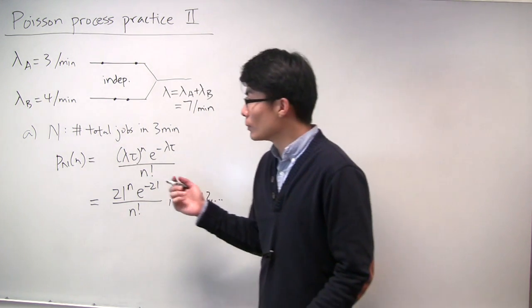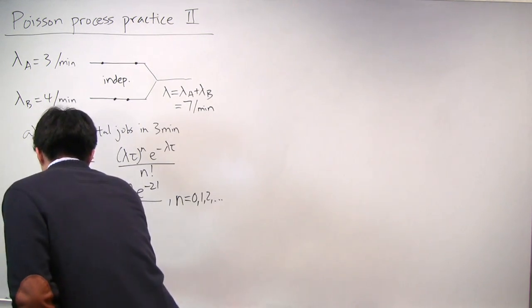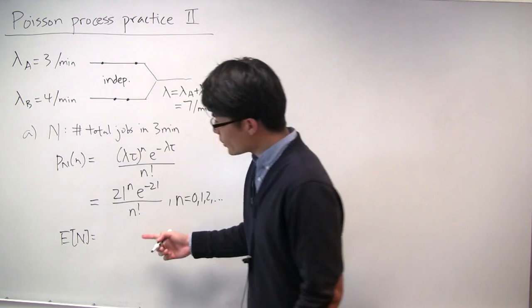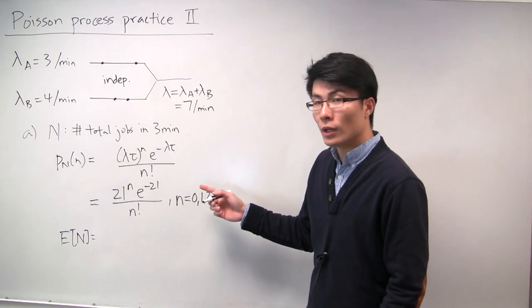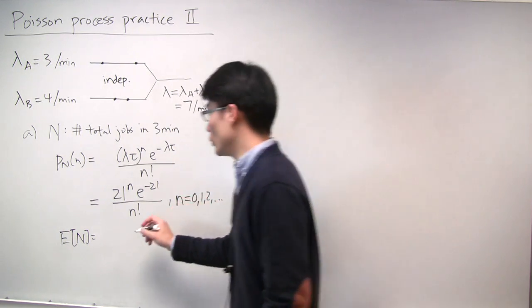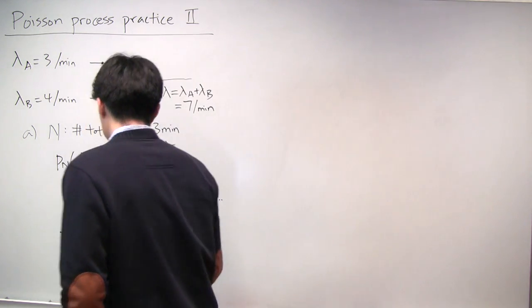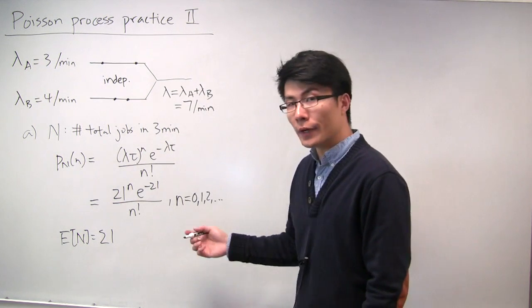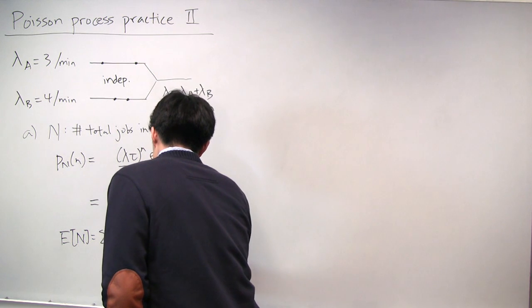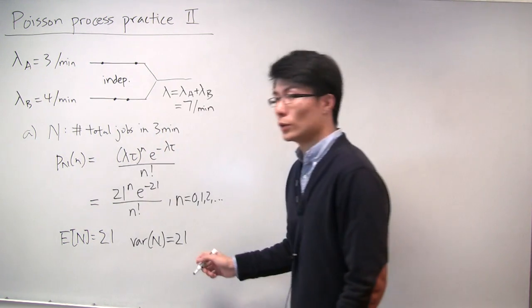The last part of part A asks us for the expectation and the variance. We know that the expectation of a Poisson random variable is equal to lambda tau. In this case, lambda tau is 21. We also know that the variance of a Poisson distribution is again equal to lambda tau. So the variance of N is also equal to 21 here.